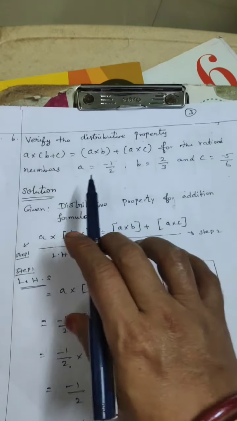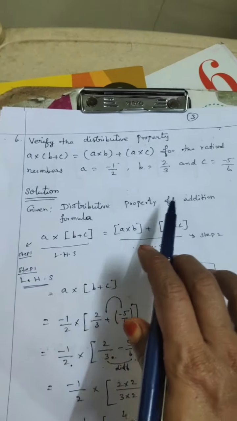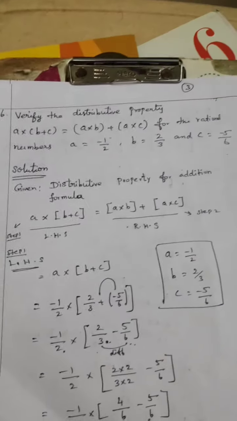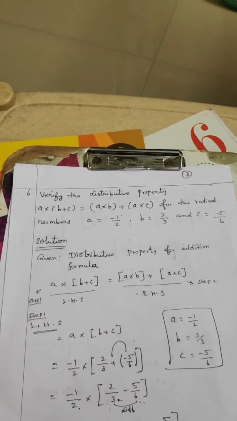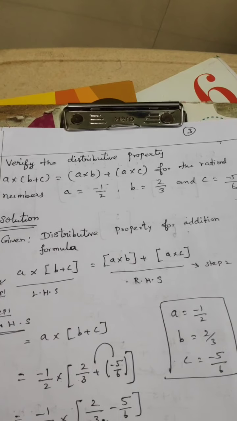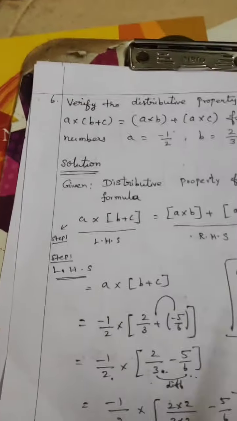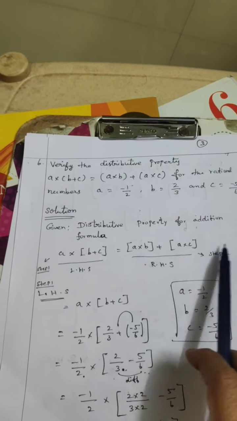For the distributive property, what symbol is there in between? Into and plus. So we only want to use the addition formula: distributive property for addition. The formula is directly given in the question: a × (b + c) = a × b + a × c. So this is the LHS and this is the RHS.